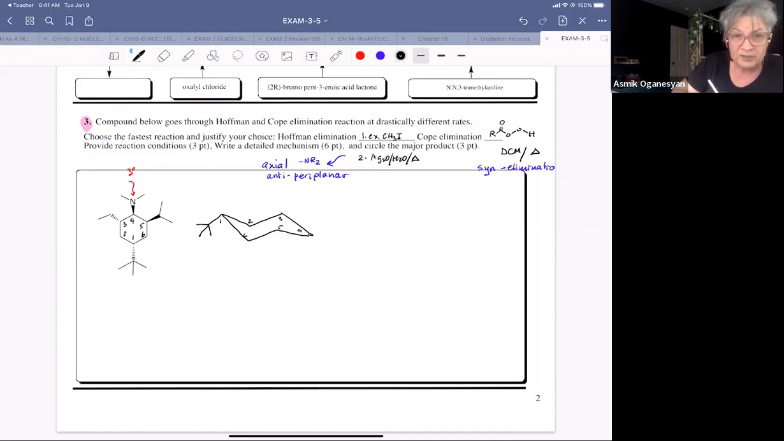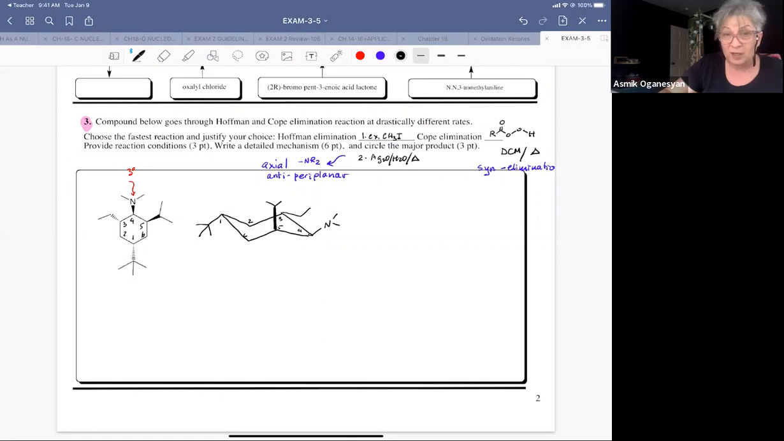What do I have? On position number 3, I have ethyl group pointing down. It will point down equatorially. On position number 4, I have my amino group pointing up, and it's going to point up equatorially. And finally, on position number 5, I have isopropyl group, and it's pointing up, and it's going to point up axially. This is my most stable conformation.